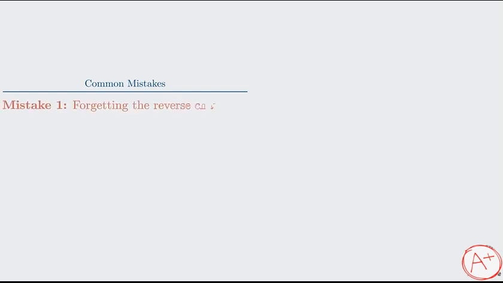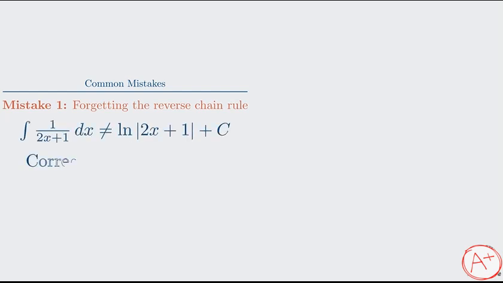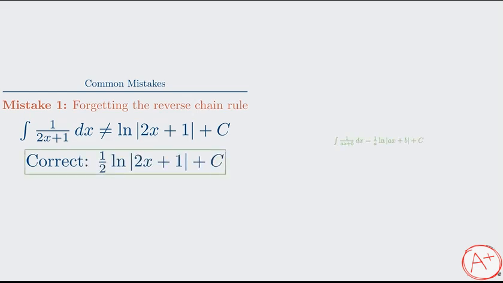Even top students can lose marks on partial fractions due to simple oversights. Let's look at 3 common pitfalls. The most frequent error occurs during the calculus step. Students often forget to divide by the coefficient of x. Always remember that if the denominator is ax plus b, you must multiply the result by 1 over a.